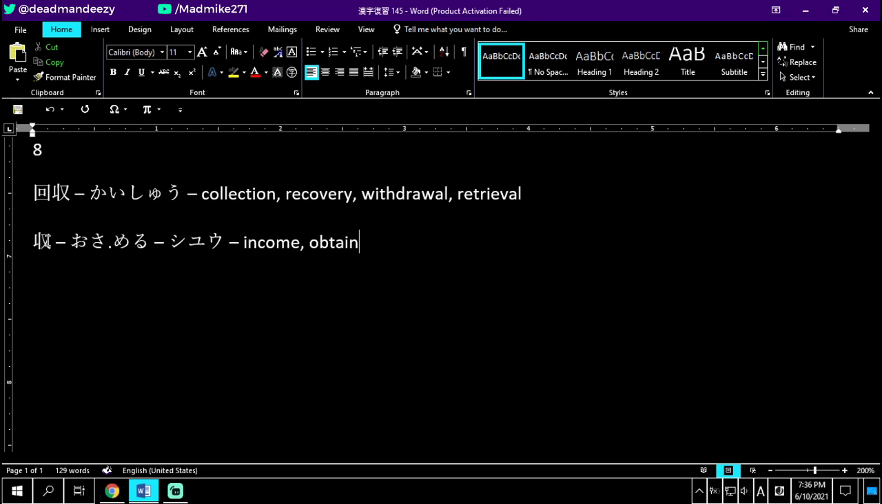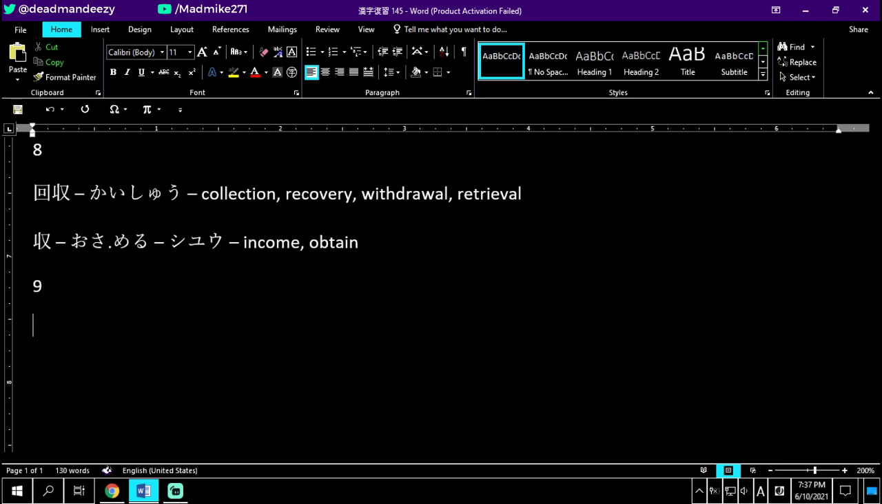Kaishu. Kaishu no shu. Collection or retrieval. Number 9.